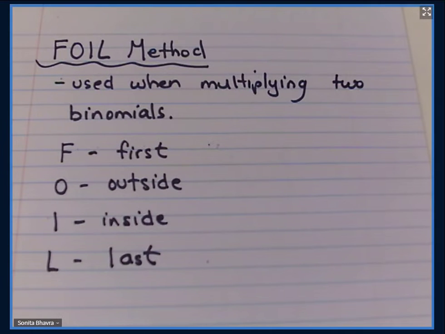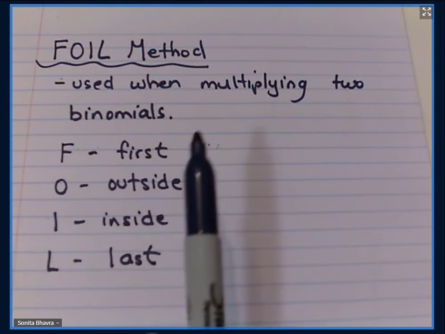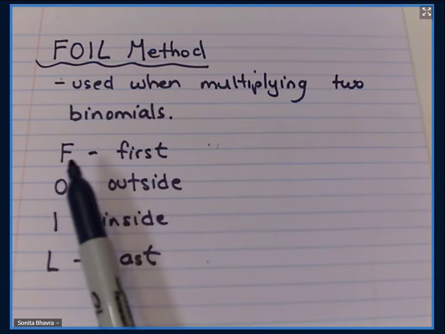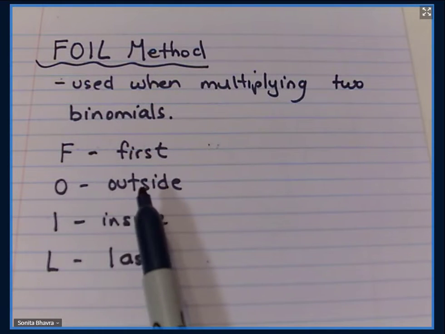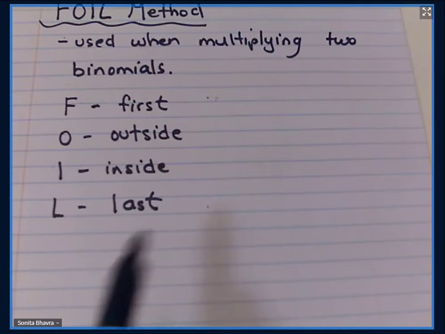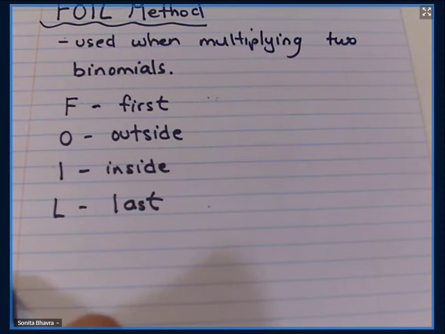All right, so the second method we're going to talk about today is called the FOIL method. Really important, it is used only when we're multiplying two binomials together. So F stands for first, O stands for outside, I stands for inside, and L stands for last. So let's take a look at an example so that this makes more sense.